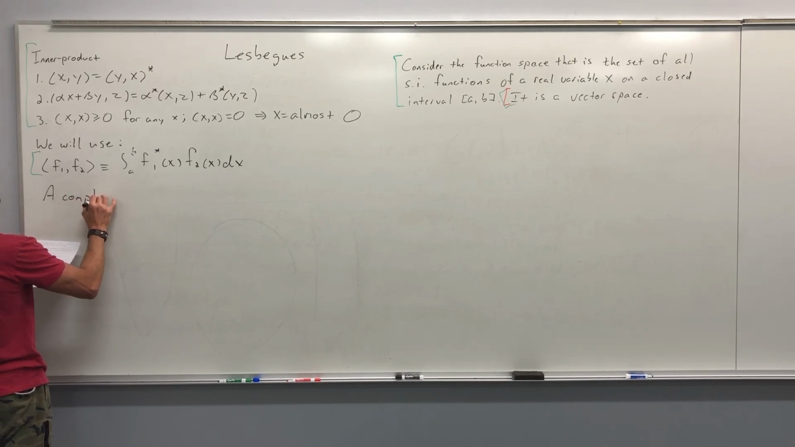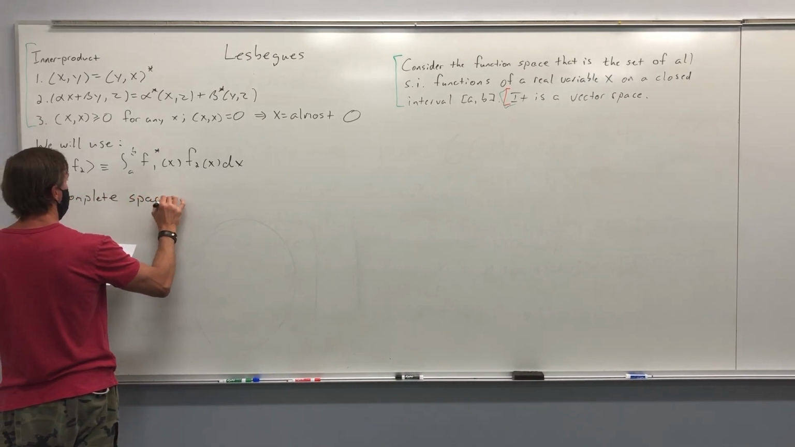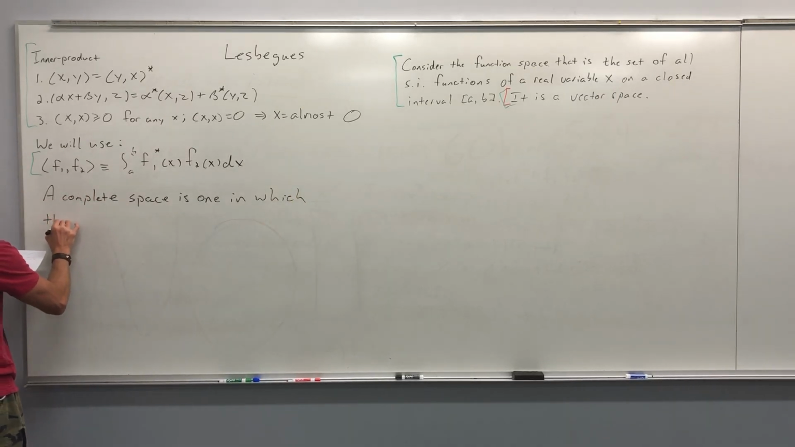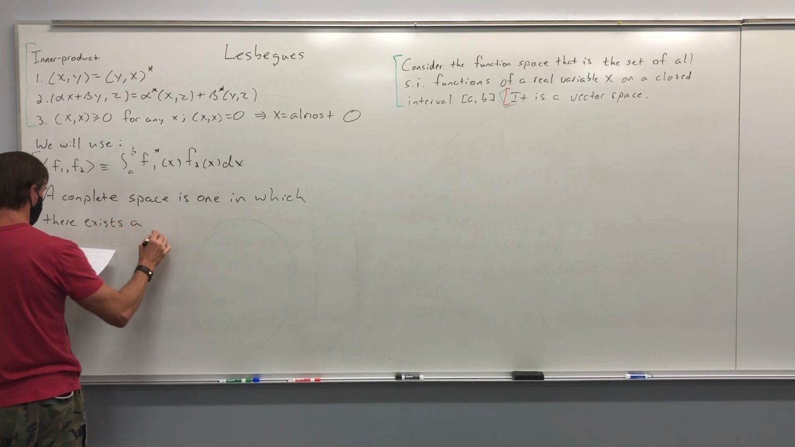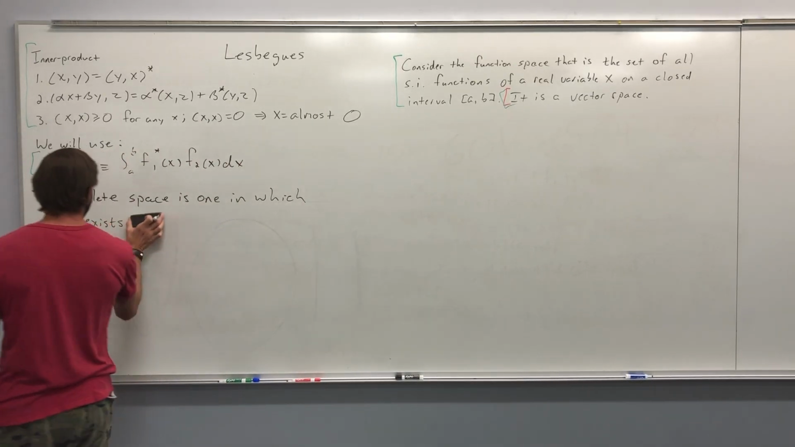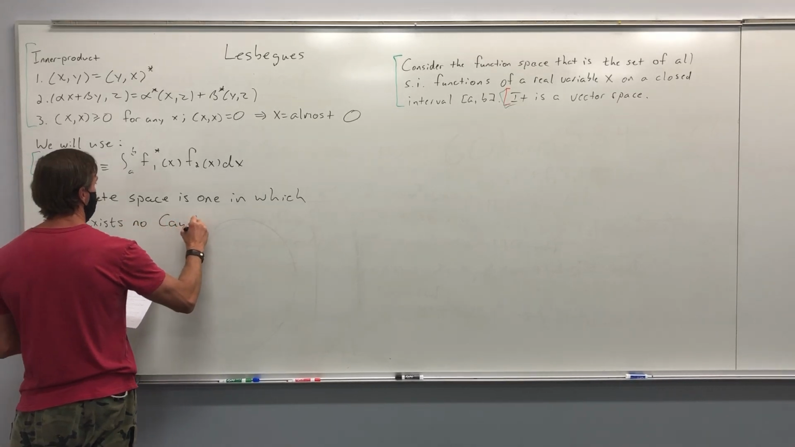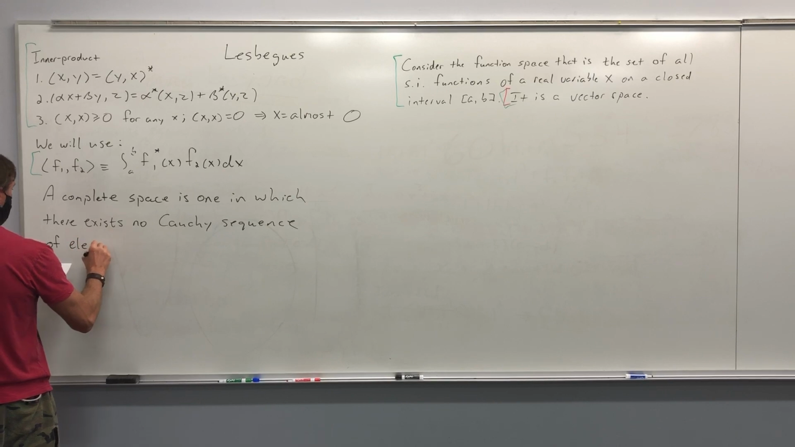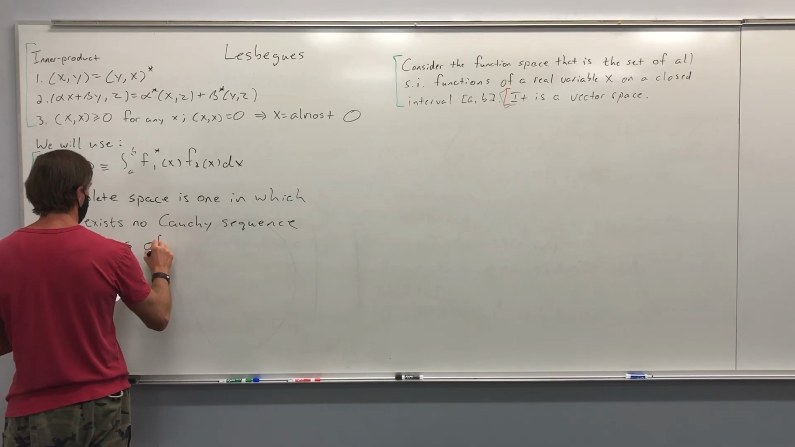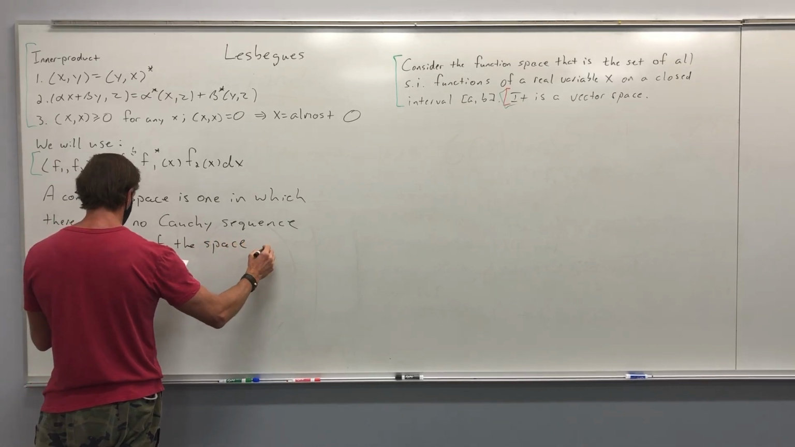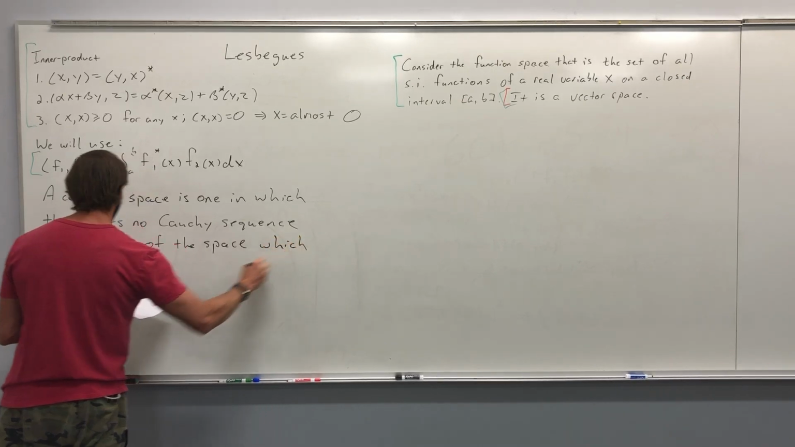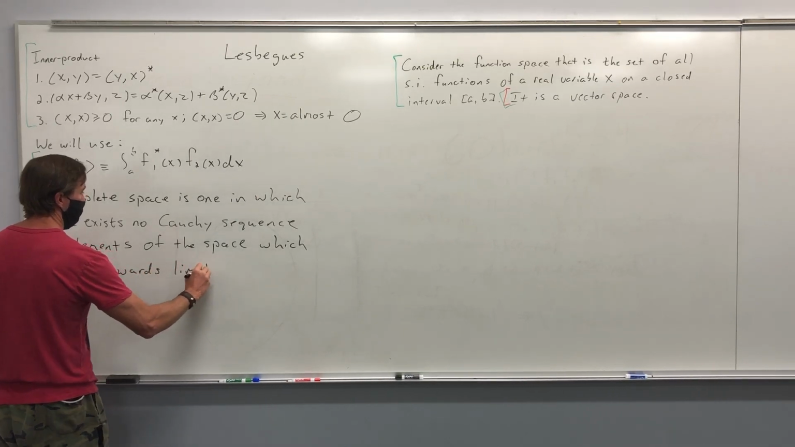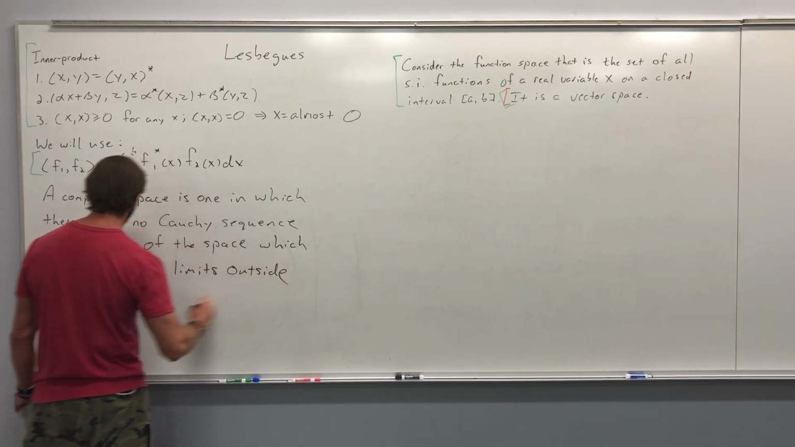A complete space is one in which there exists no Cauchy sequence of elements of the space which tends towards limits outside the space.